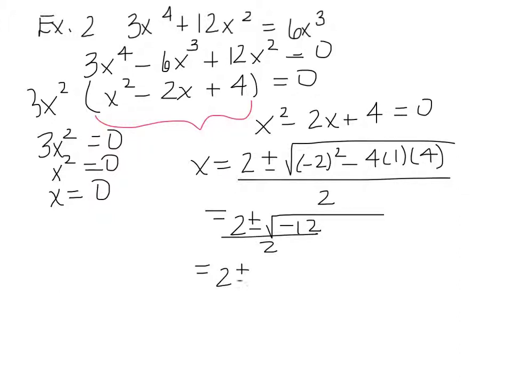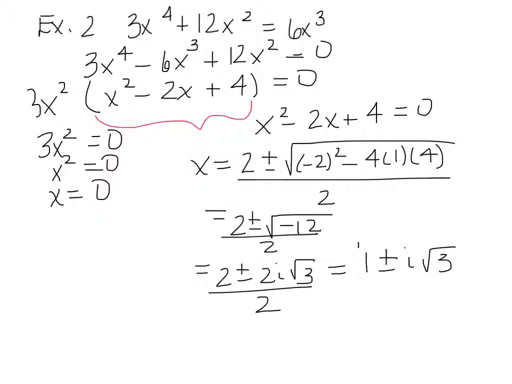And don't forget to simplify, because I ended up with a negative. That's 2i radical 3. Dividing both, you'll get 1 plus or minus i radical 3. So that's two solutions because it's plus and minus. And x equals 0 had a multiplicity of 2. That makes it 4 solutions.